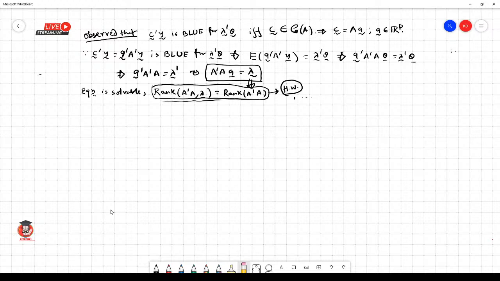Now the next question is: yes, the equation is solvable. Is the solution unique? Because it is necessary. Otherwise you cannot say that this is a BLUE.